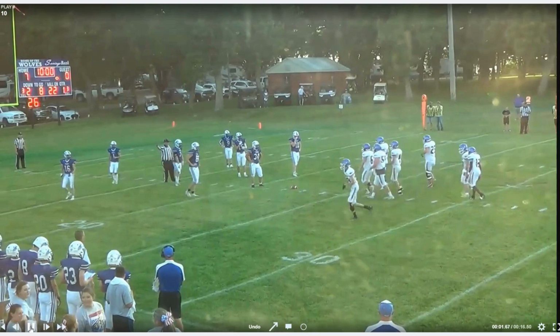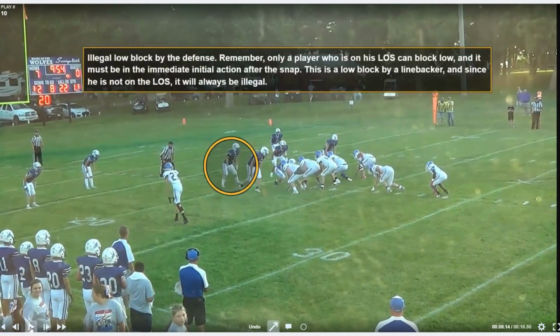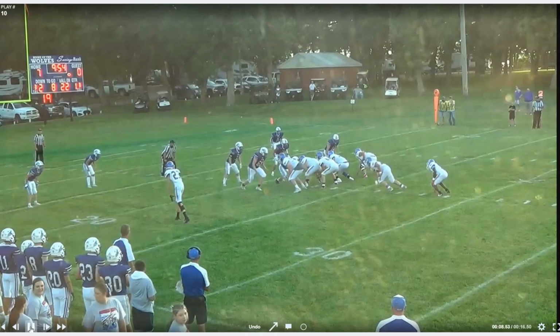Anytime you see someone release to the linebacker, you need to make sure you see the action here. So, illegal block, in this case, by the defender, by the linebacker. Remember, only a player on the line of scrimmage can block low. It must be immediate initial action at the snap. There's no way that can happen on a linebacker, so he cannot block low or be blocked low.